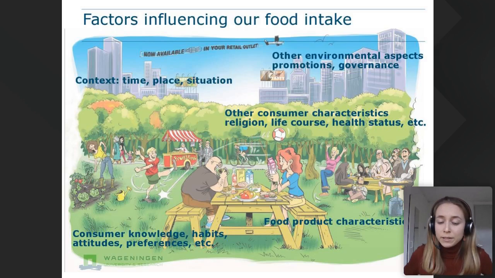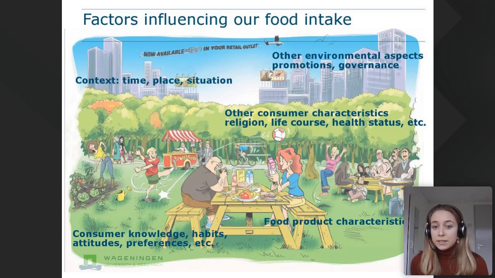Then there are also some other environmental aspects. You might think of promotions in the supermarket, which tempt you to buy different things. Other consumer characteristics. So, for example, religion. You might not eat pork meat because of your religion. Your life course is a very important factor as well. If you're a student, you might have different eating habits compared to when you're older or having a family, and also your health status, and also the food product characteristics. So the texture of the food or the flavor of the food might all have an impact on how much you eat and what you eat. For example, if the food has more variety or if you're eating different things, then probably you will eat more because you get less bored of the taste. So those are all aspects that you should take into account when investigating food intake.